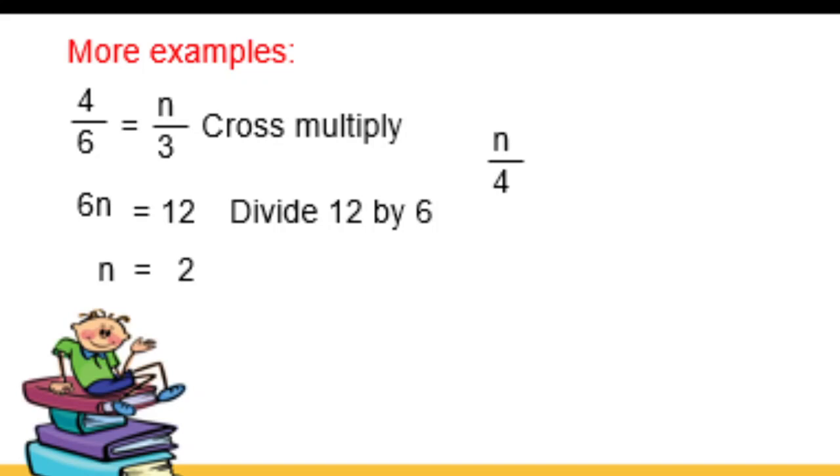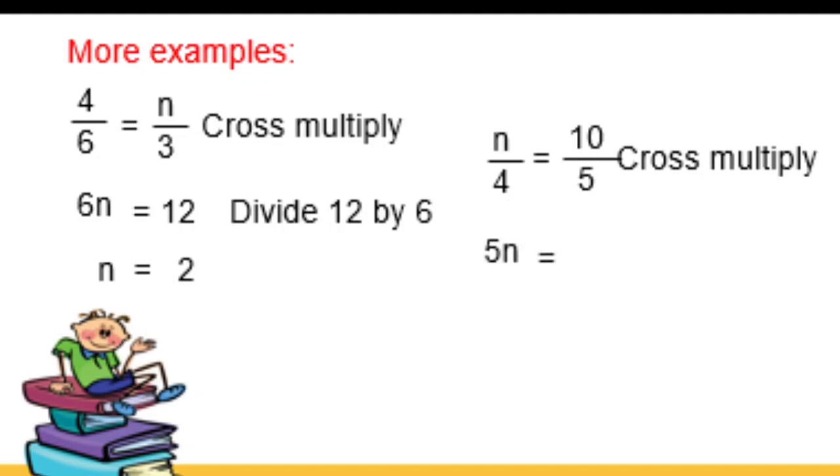Another example, you have n over 4 is equal to 10 over 5. Cross multiply. So, you have n times 5 is equal to 5n. And 4 times 10 is equal to 40. Divide all terms by 5. So, 5n divided by 5 is equal to n, and 40 divided by 5 is equal to 8. So, n is equal to 8.